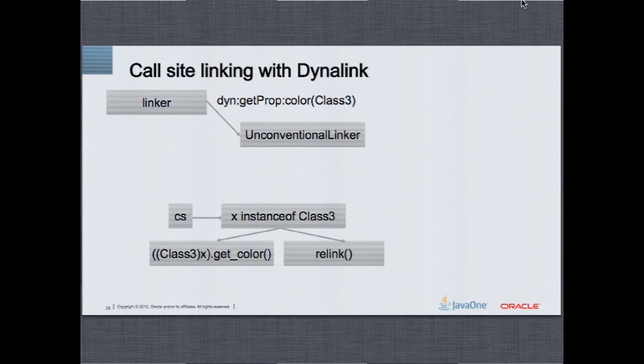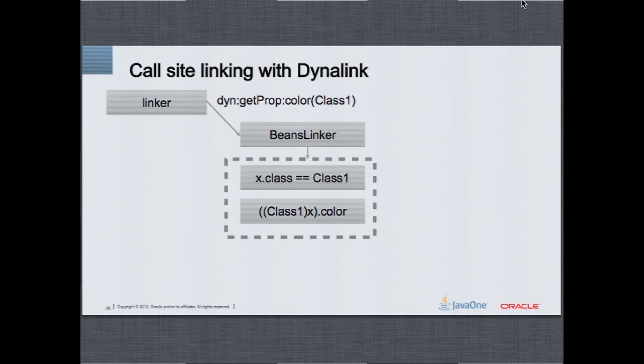What then happens is that the CallSite itself will take these two and it will compose them into a so-called guard with test method handle, which says, if this is true, then do this. If this is false, then go back and relink, right? So on the next iteration of the loop, we might get an instance of class 1. I know this is not the same ordering that I was using in the original slide. I had class 1, class 2, class 3 there, but you get the idea.